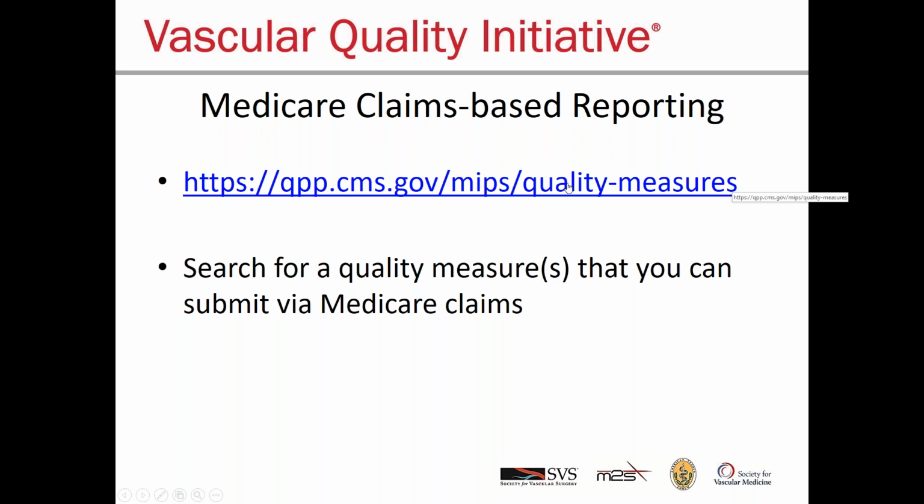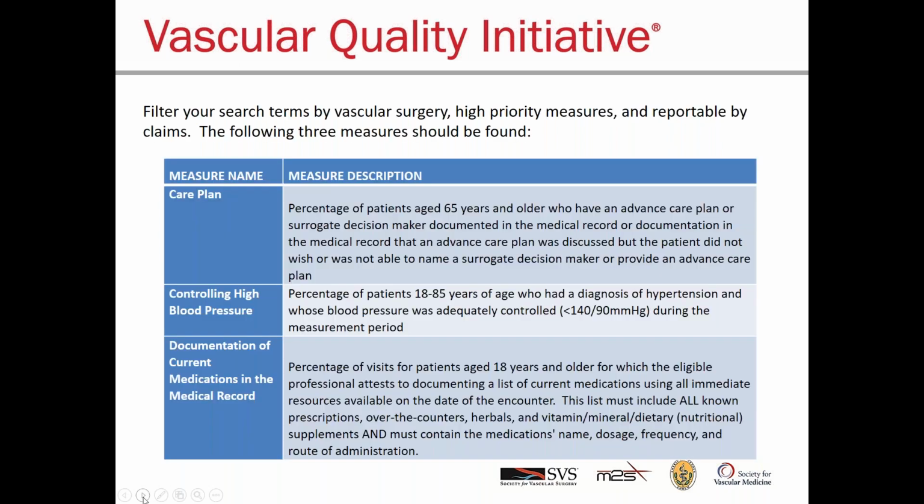SVS is the measure developer for 10 MIPS eligible measures, but unfortunately only one of them is certified for claims-based reporting. The rest are all registry-only reporting. So you have to make sure these are claims-based reportable measures. So when you get on the website, there's going to be a search engine that you're going to put information in, and then it's going to pop up measures.